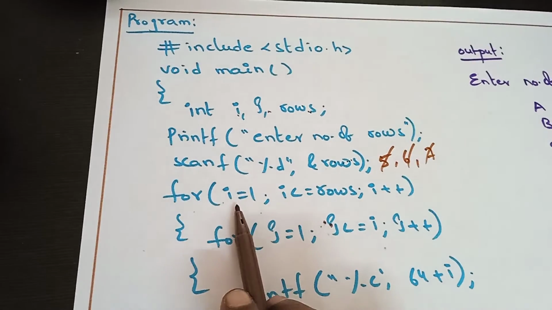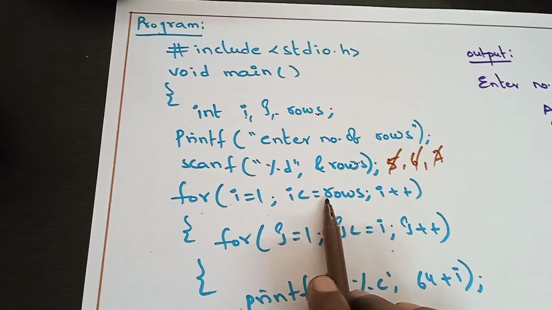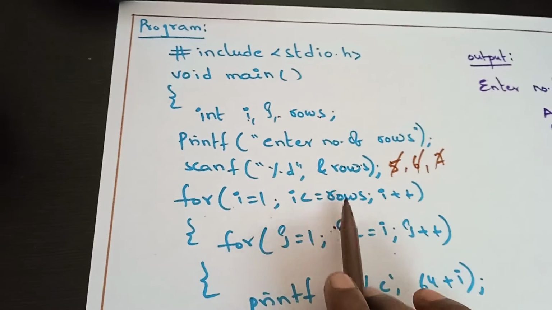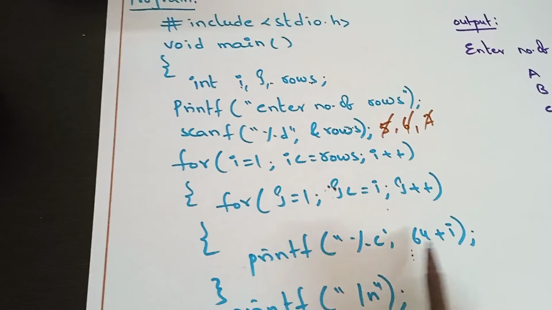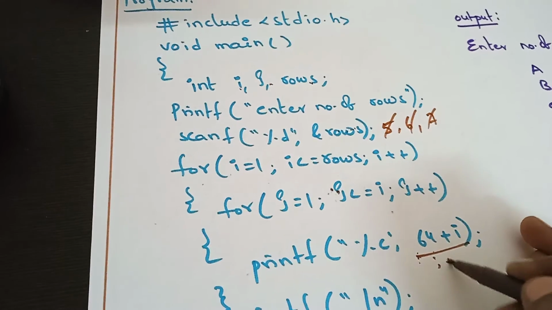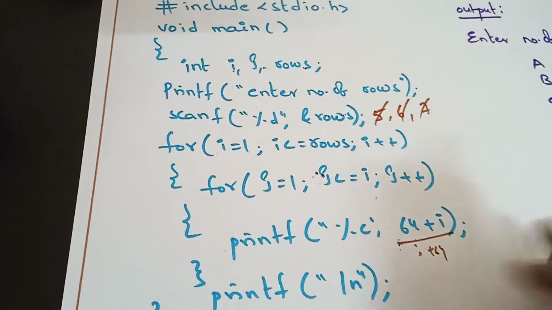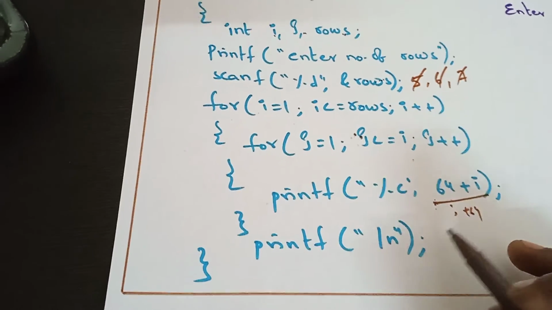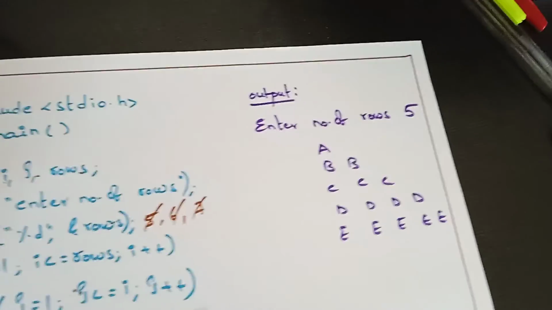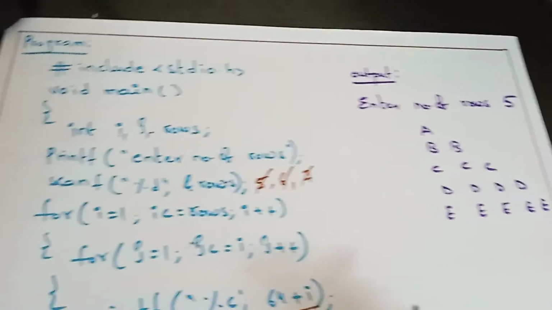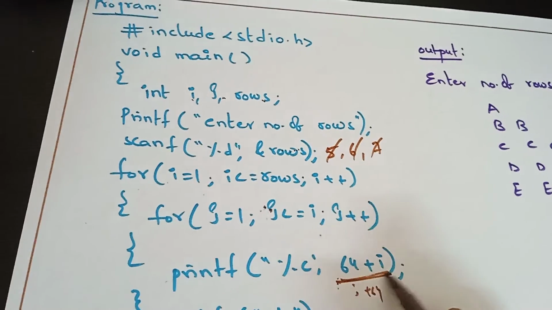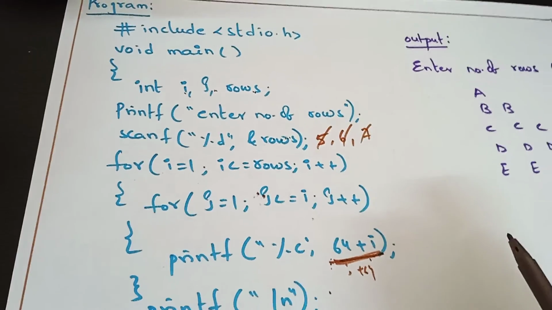So now i is equal to 1 initially, i less than or equal to rows. So if this condition is true, we will come here and execute this. Here you can write i plus 64 or 64 plus i. Anything is okay. It's a new line. So this output we'll get. Okay, clear it is. So we'll work out with i, not with j.